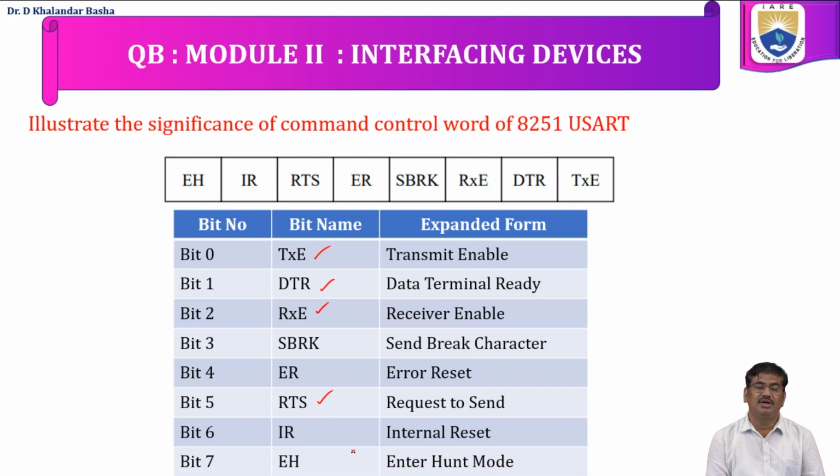The next bit is to enable the receiver, we will configure the RXE bit. Whenever we want to send break characters, then we configure send BRK as 1. Next, erase the flags. Whatever data format we are going to send, if any errors are generated, to clear that we configure this bit as 1. Next, it is for internal reset. Next, hunt mode, external hunt. If you are looking for the synchronous characters, we will write the EH bit as 1.